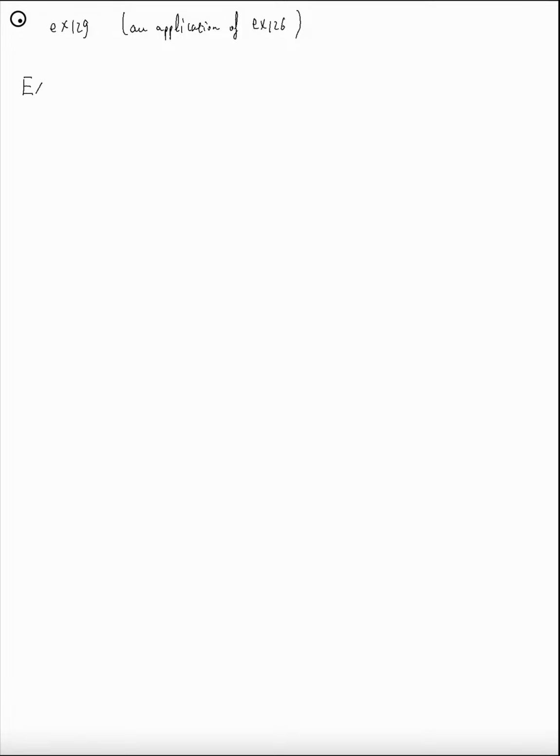So the exercise is: prove Z hat is isomorphic to the product of Z_p. So let's start. Z hat is by definition the inverse limit over n of Z mod n.